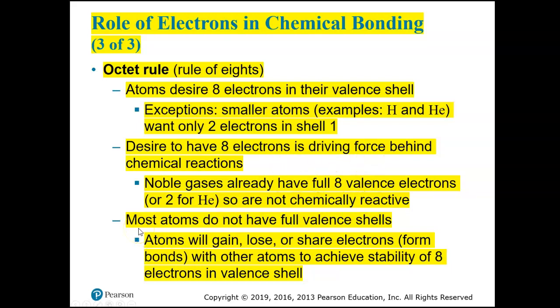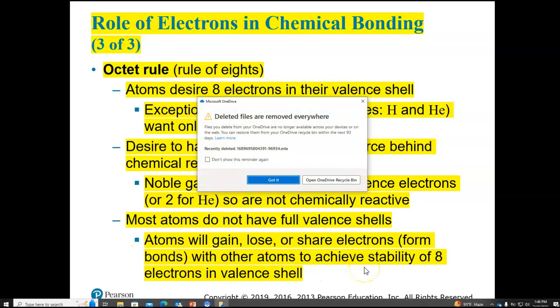They don't tend to lose, gain, or share electrons because they already have their stable octet of electrons in their valence shells. So most atoms do not have full valence shells. They will gain, lose, or share electrons, and when they do that, they end up forming chemical bonds with other atoms to achieve stability of 8 electrons in the valence shell.